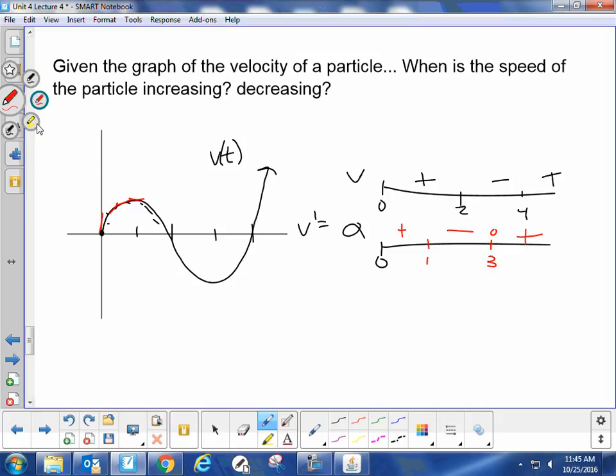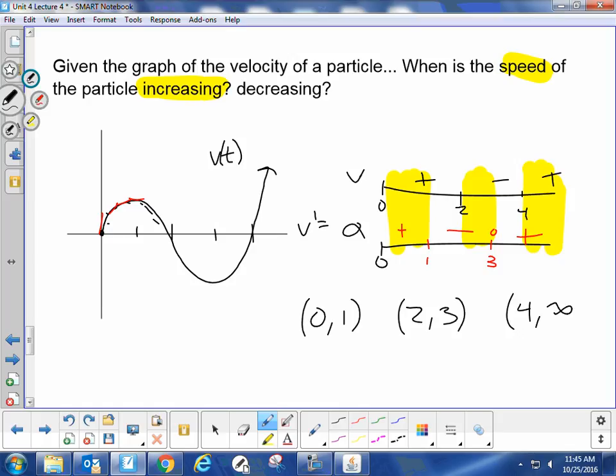Now, when am I speeding up? Let's just talk about speed increasing. When am I speeding up? Well, when my signs agree with each other. From 0 to 1, I'm speeding up to the right. From 2 to 3, I'm speeding up to the left. From 4 on, I'm speeding up to the right. Okay, because my signs are both positive, then both negative, then both positive.